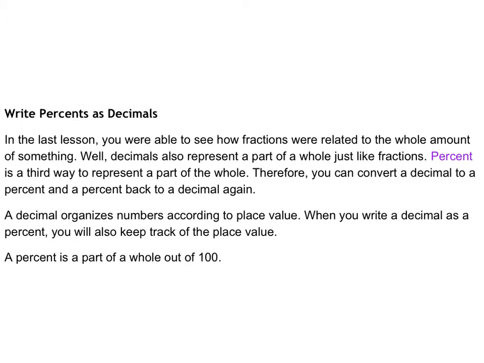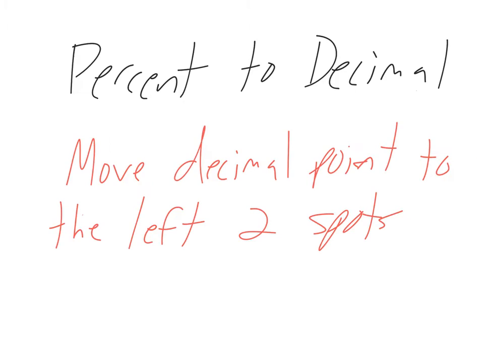A decimal organizes numbers according to place value. When you write a decimal as a percent, you will also keep track of the place value. A percent is a part of a whole out of 100. So the first thing we're going to talk about is turning a percent into a decimal. And the way to do that is we take the decimal point and we move it to the left 2 spots. So our first example is write 25% as a decimal.